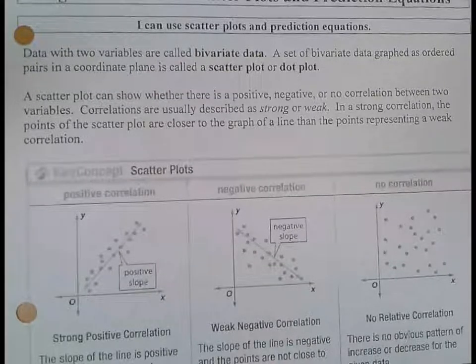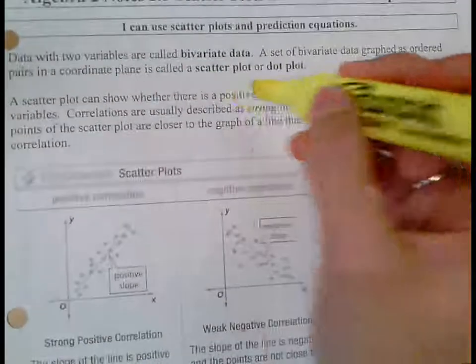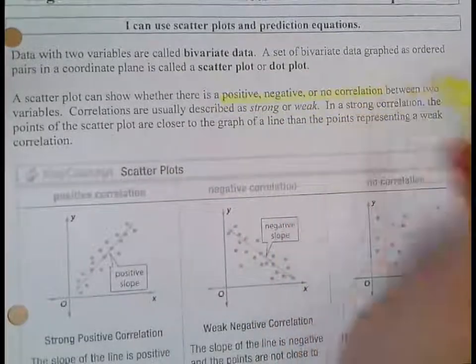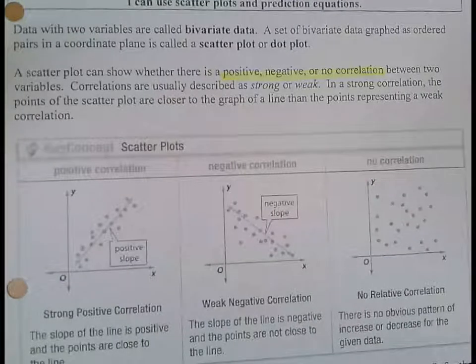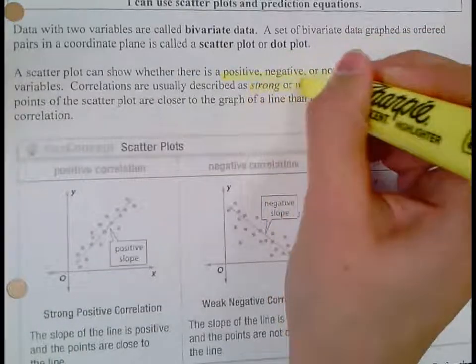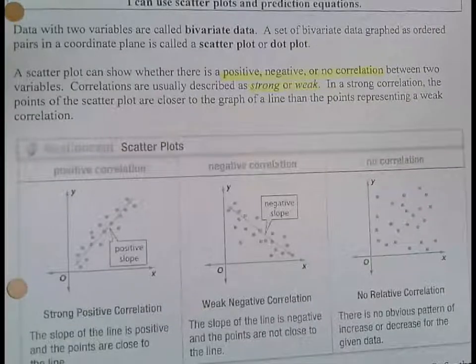And then a scatter plot can show whether there's a positive, negative, or no correlation between two variables. Correlation would be, in this instance, a linear relationship. So does your scatter plot seem to fall in a linear pattern? Does it have a linear trend or not? And then with that, is it a positive linear trend or a negative? We can also describe correlations as strong or weak. In a strong correlation, the points of the scatter plot are closer to the graph of the line of best fit that you would draw in than the points representing a weak correlation.